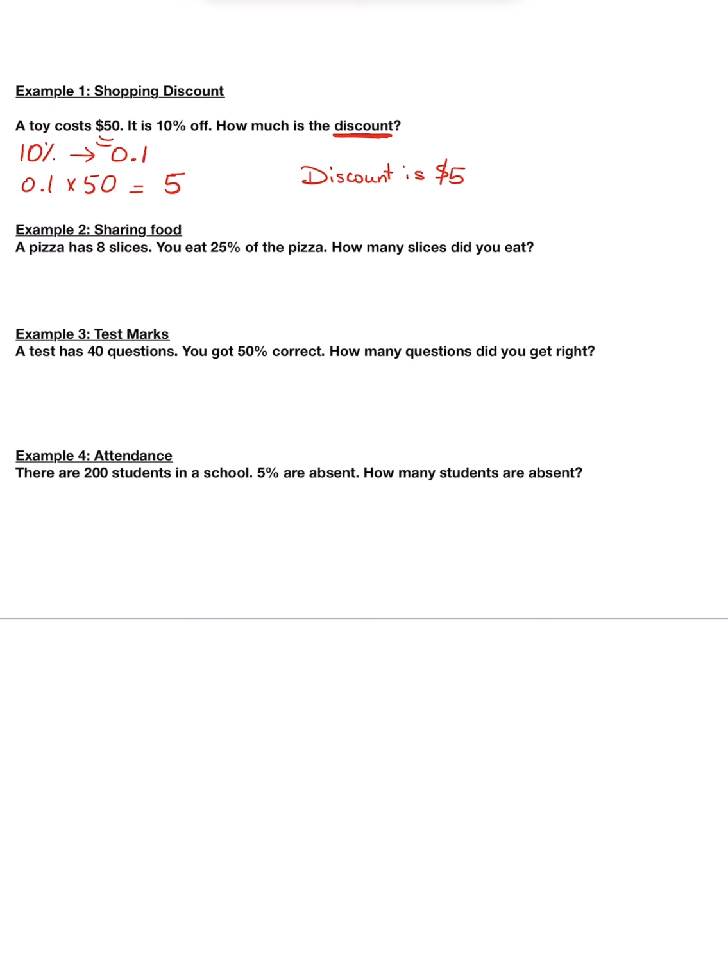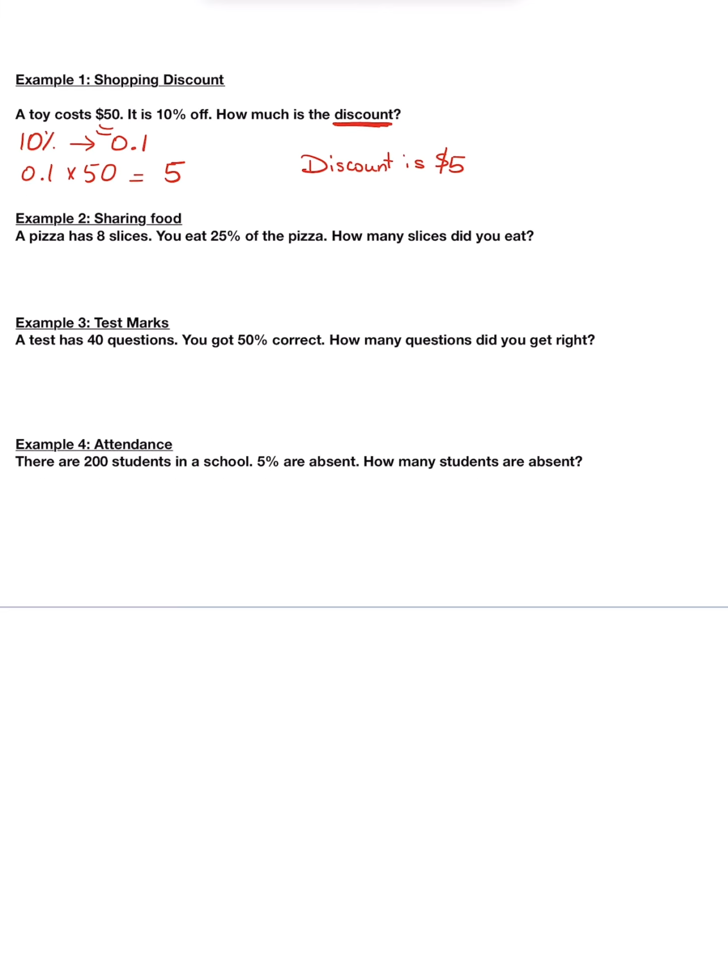Now, example number 2, sharing food. A pizza has 8 slices. You eat 25% of the pizza. How many slices did you eat? So they are asking how many slices did you eat. What's the first thing that we need to do? Step 1 is change the percentage to a decimal. So 25% is 0.25.